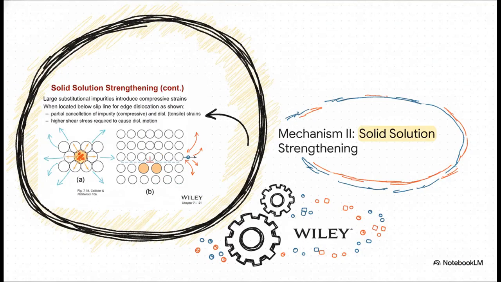Mechanism 2 is solid solution strengthening. This is where we mix in impurity atoms, like, say, adding nickel into copper. Because these impurity atoms are a different size than the host atoms, they physically distort the crystal lattice. This creates localized compressive or tensile strains that essentially crowd the space. When an impurity happens to be near an edge dislocation, their respective strains actually kind of cancel each other out. This traps the dislocation, completely locking it in place. So suddenly, you need a massively higher shear stress to force any further movement.